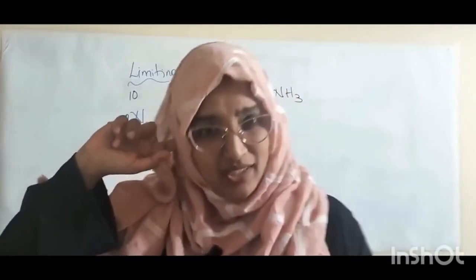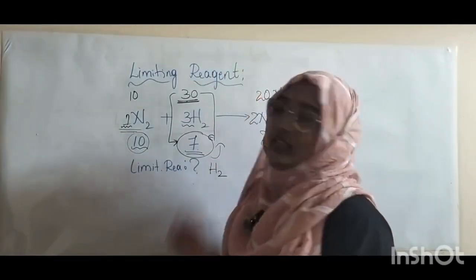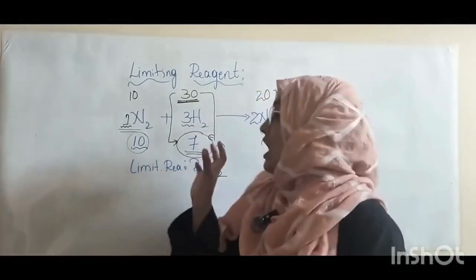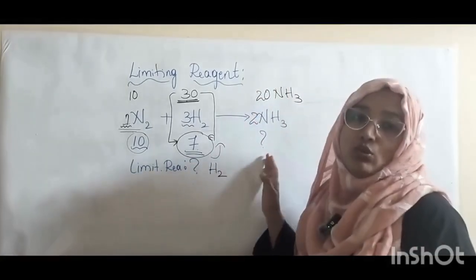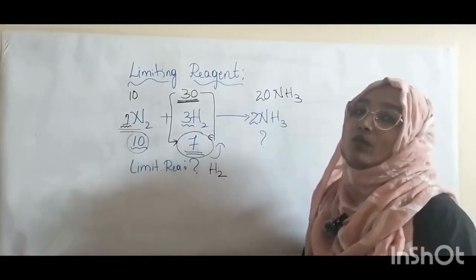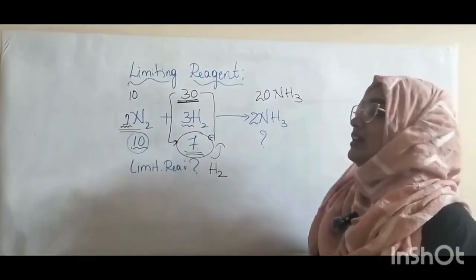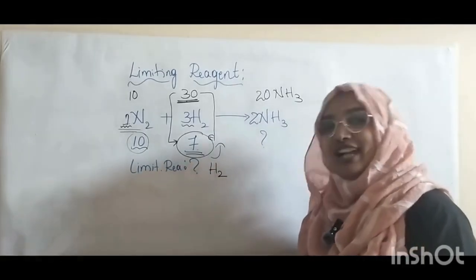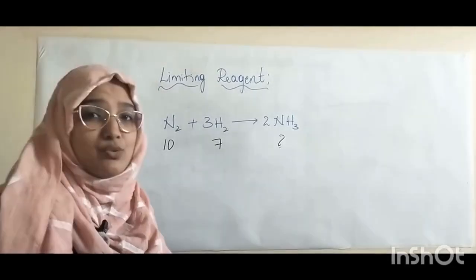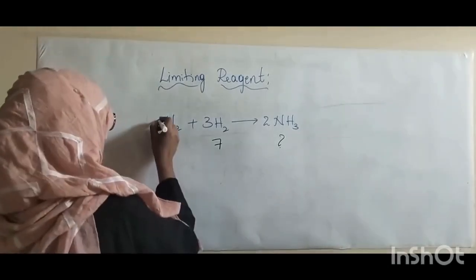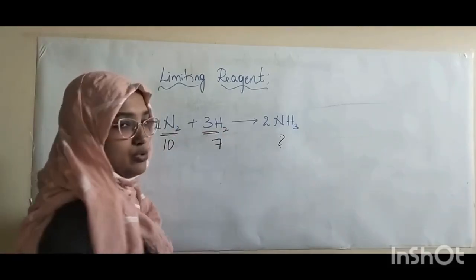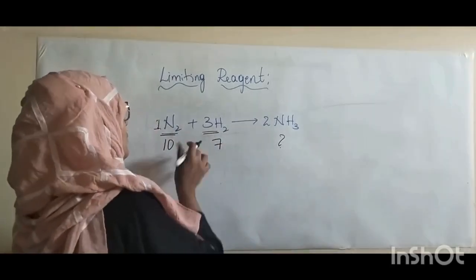Okay ma'am, that's fine. Now we understood this is the limiting reagent, but can we check how much ammonia is possible to be prepared with this amount of limiting reagent? Yes, definitely it is possible. Let's check how much ammonia we can prepare using 7 moles of hydrogen and 10 moles of nitrogen. Whatever moles of nitrogen and hydrogen we have, 1 mole of nitrogen is required with 3 moles of hydrogen. So how can we do this?